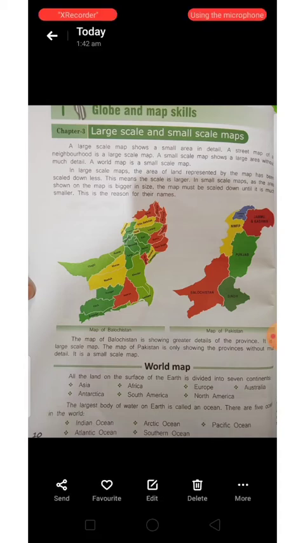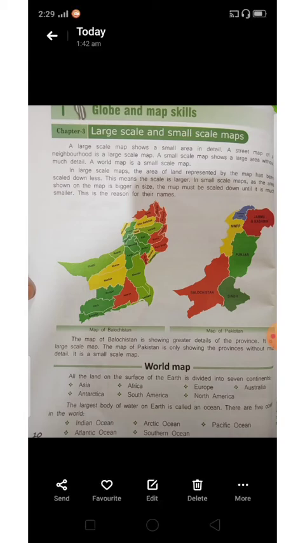All the land on the surface of the earth is divided into 7 continents. It is a very easy question. You know how many continents do we have in this world? We have 7 continents. The first is Asia, Africa, Europe, Australia, Antarctica, South America and North America.